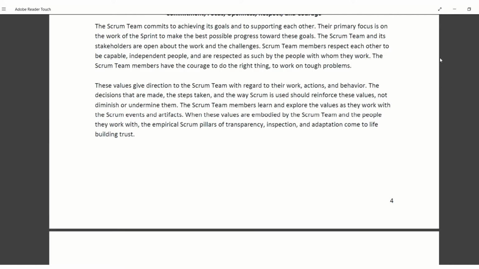The Scrum team members learn and explore the values as they work with Scrum events and artifacts. When these values are embodied by the Scrum team and the people they work with, the empirical Scrum pillars of transparency, inspection, and adaptation come to life, building trust.